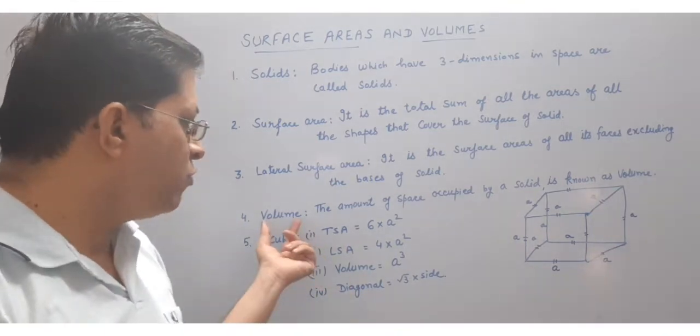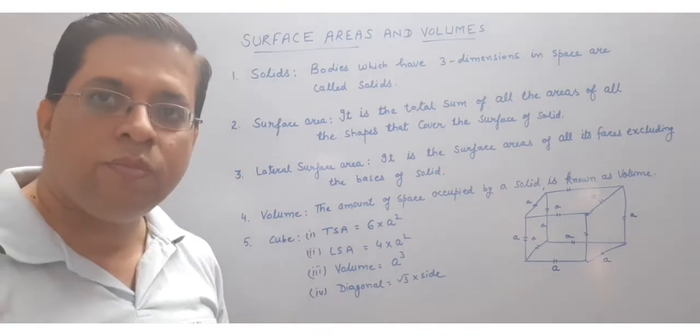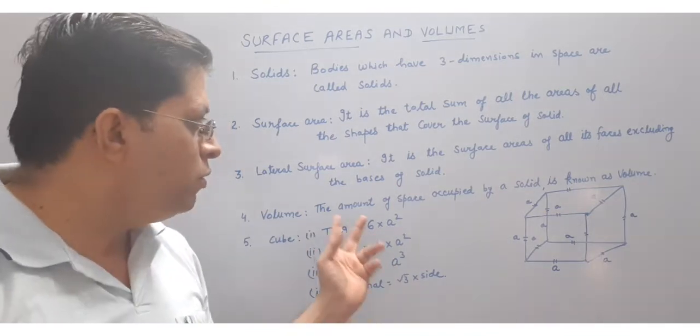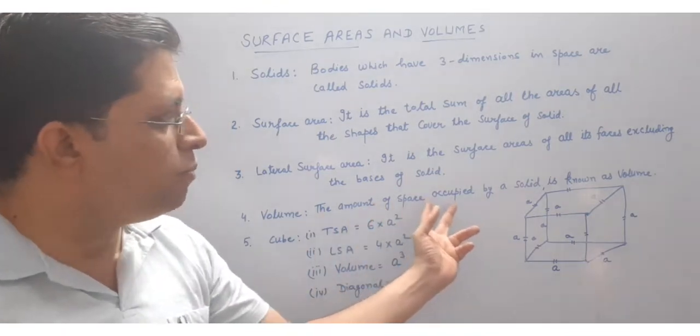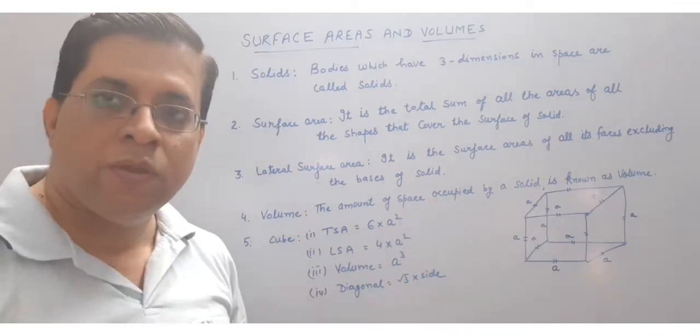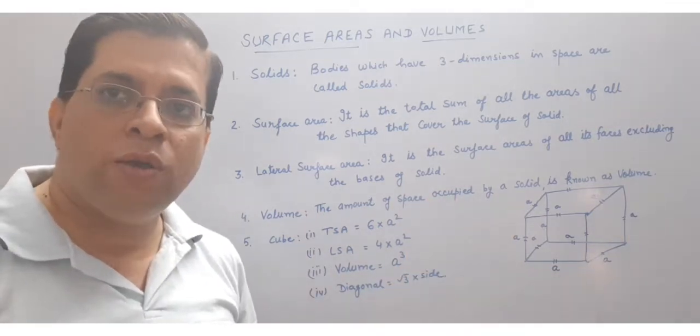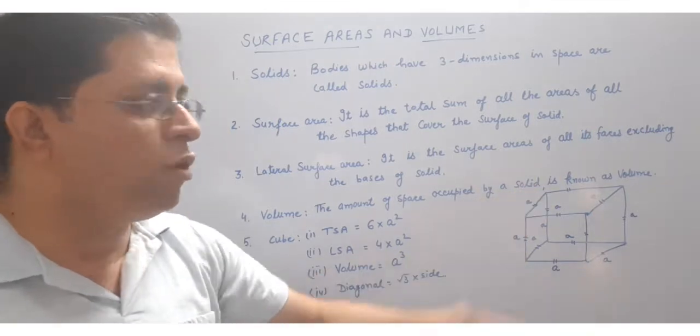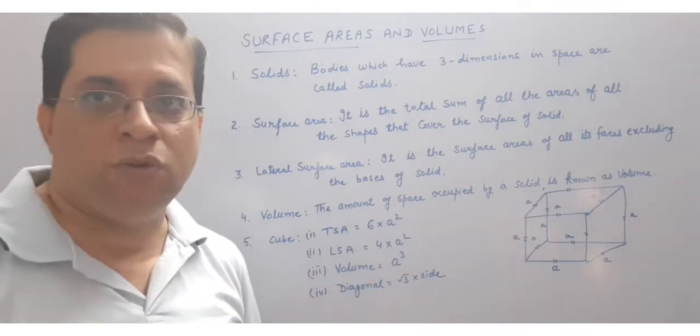Next point is volume. What do you mean by volume? The amount of space occupied by a solid is known as the volume of that solid.